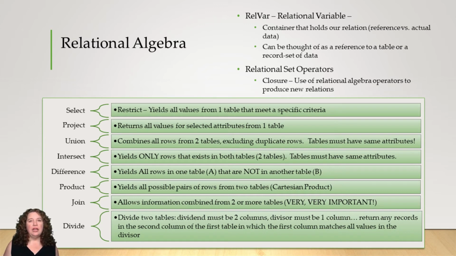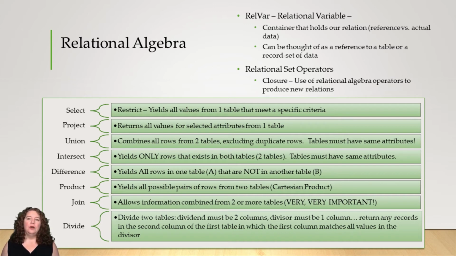The union in a Venn diagram would be anyone who exists, or like an or concept, in the first table, the second table, or both. And the intersection is kind of like an and. You have to be in both tables at the same time.